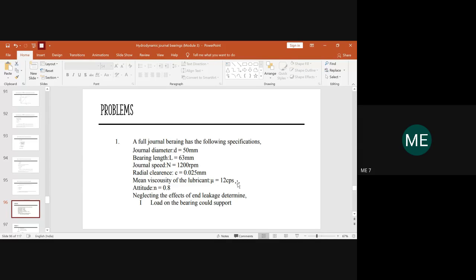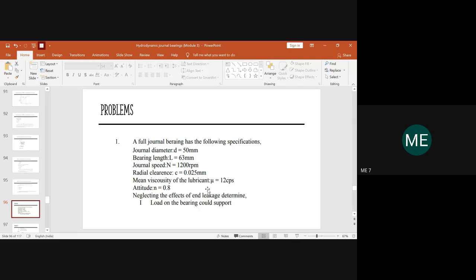For our calculation, we usually convert that into Pascal second. So we multiply the given value by 0.001, which helps in conversion into Pascal second. And altitude is nothing but the eccentricity ratio, which we refer to as n. So the eccentricity ratio is given as 0.8. And I always told you while solving problems, we assume that the leakage factor is neglected. And here also it is told to neglect the effects of the end leakage.